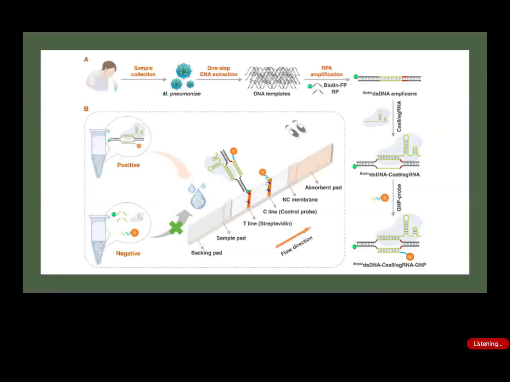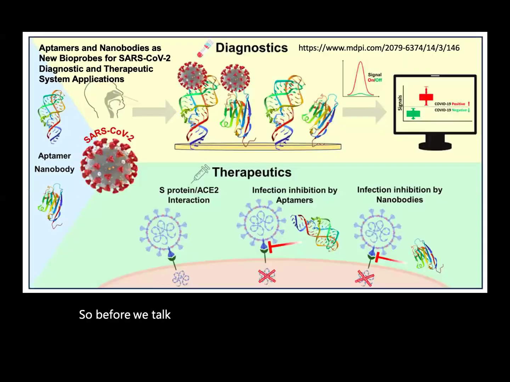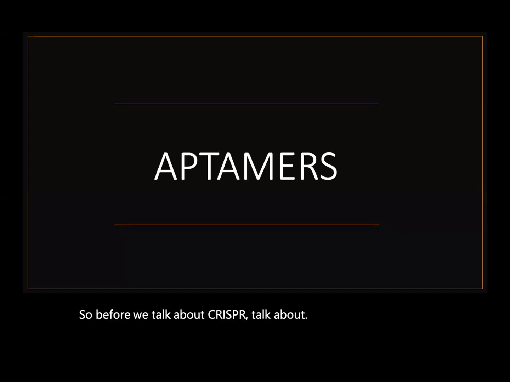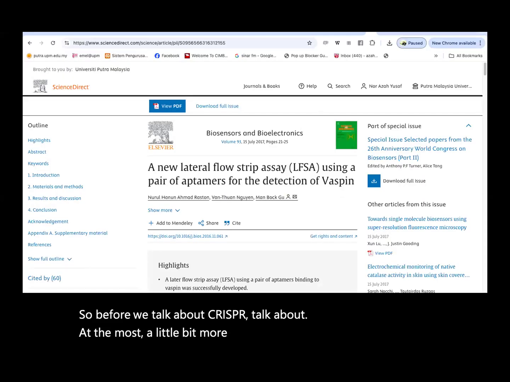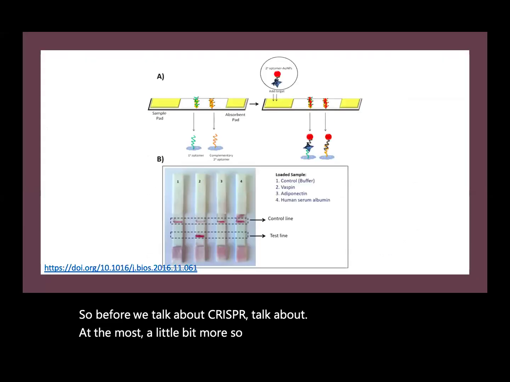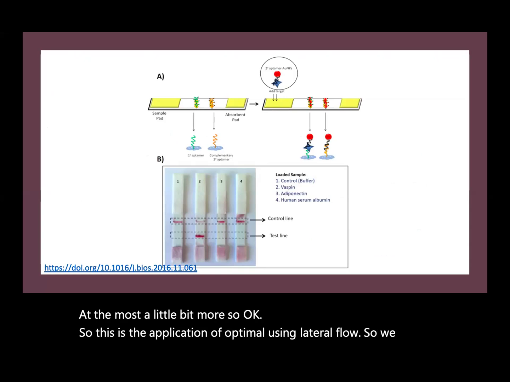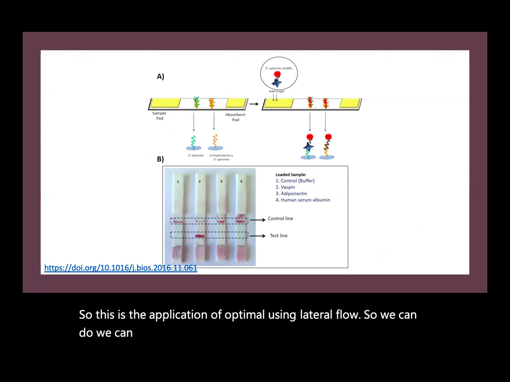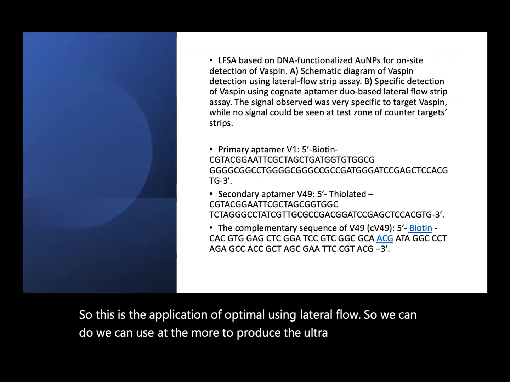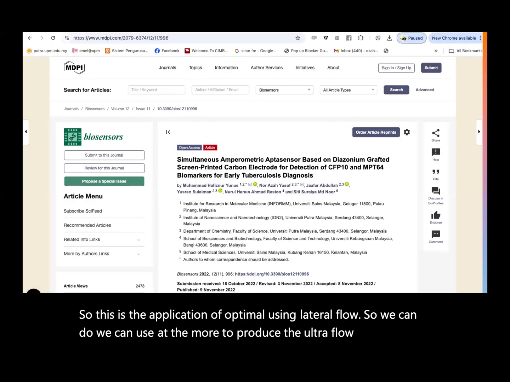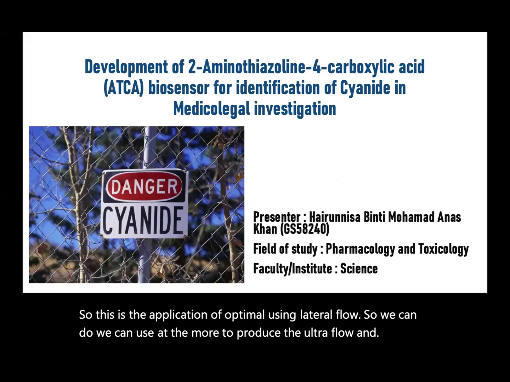So before we talk about CRISPR, let's talk about aptamers a little bit more. So this is the application of aptamer using lateral flow. We can use aptamer to produce lateral flow. And this is an example of a metabolite.